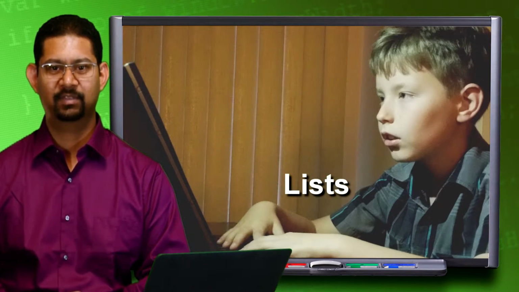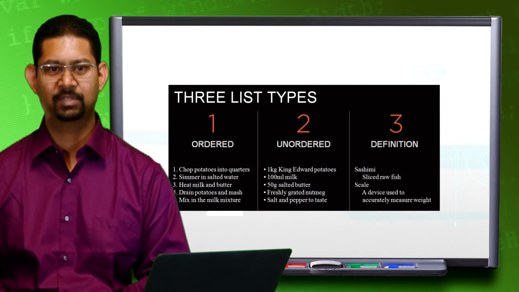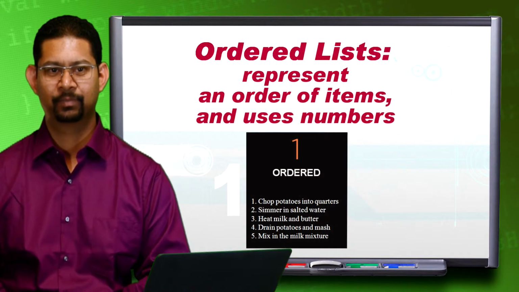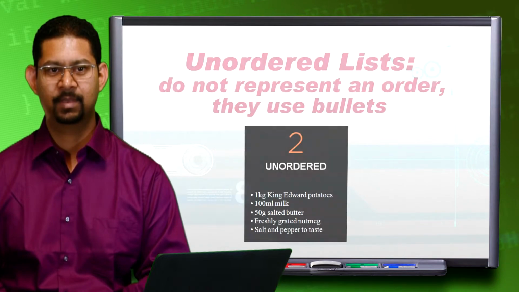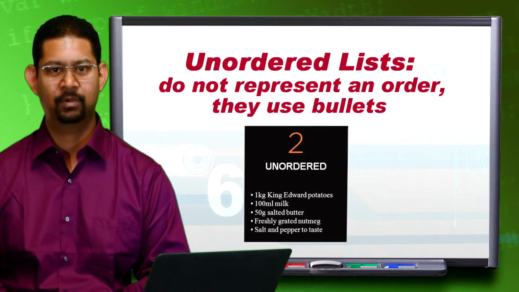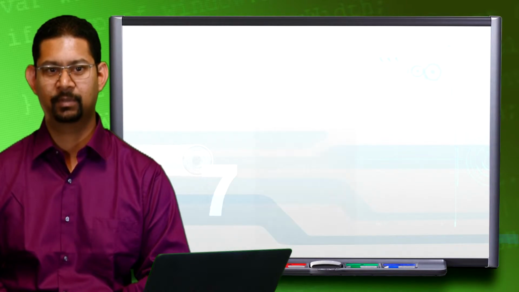Welcome to Lesson 4. This week we're going to step back from the web design theories and learn a little more about lists. In HTML there are three types of lists: ordered lists, unordered lists, and definition lists. Ordered lists represent an order of items and use numbers to represent them. Unordered lists do not represent an order, they use bullets. They can be dots, arrows, or any other non-numeric symbol.